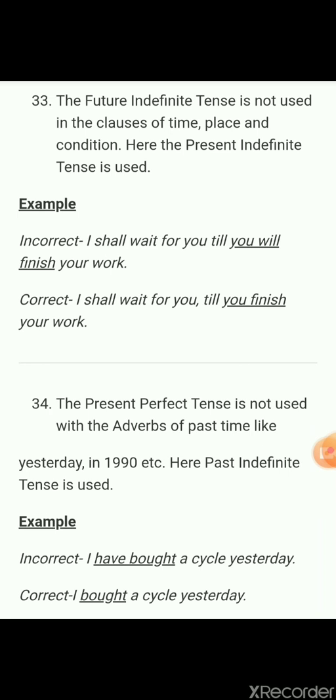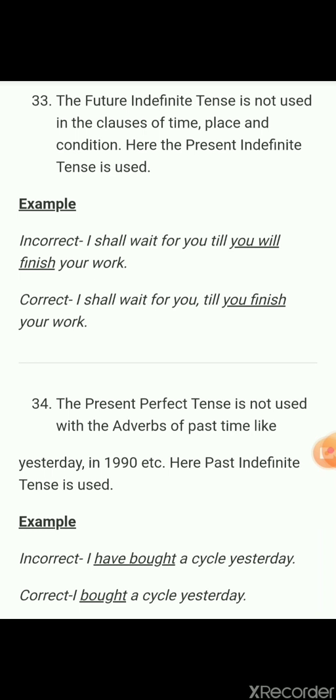Rule number 34. The present perfect tense is not used with adverbs of past time. Remember, the present perfect tense is not used with adverbs of past time like yesterday, 1990. Okay, look at the example, you will understand. "I have bought a cycle yesterday." "I bought a cycle yesterday."